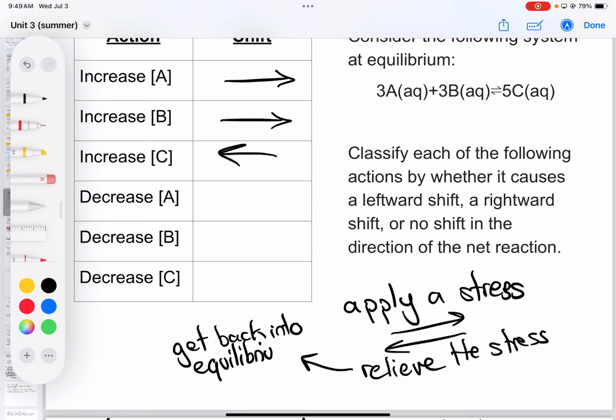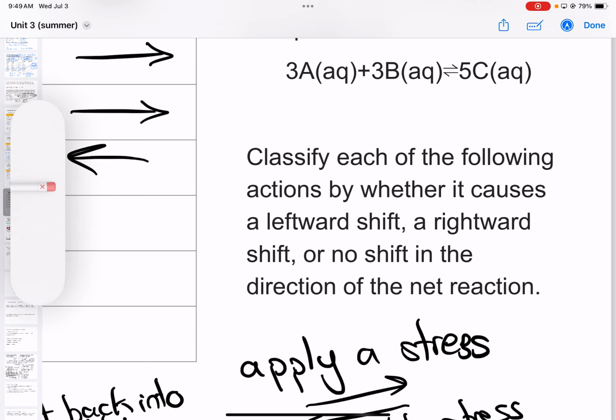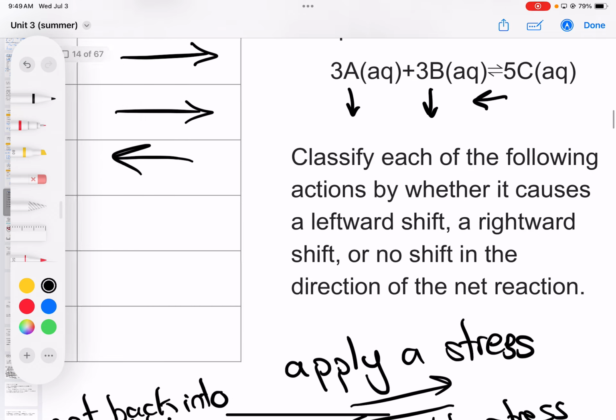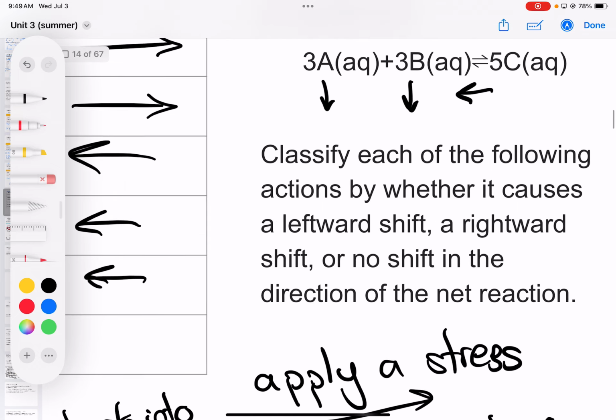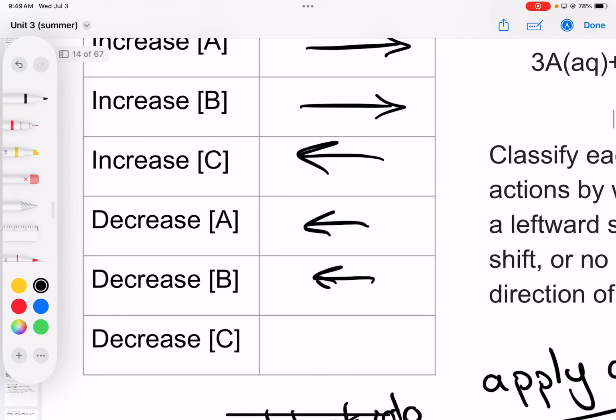Wouldn't it just flip-flop? Yep. So if I decrease A and B, it needs to make A and B to compensate. So it's going to go that way to make some of that stuff. If I get rid of some C, it's got to go that way to make some C to replace it to re-achieve that equilibrium.